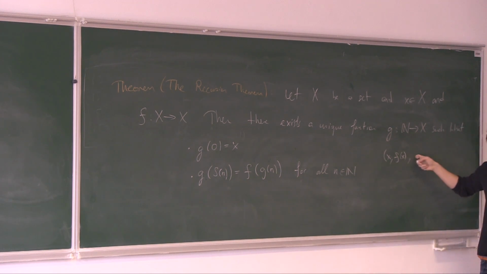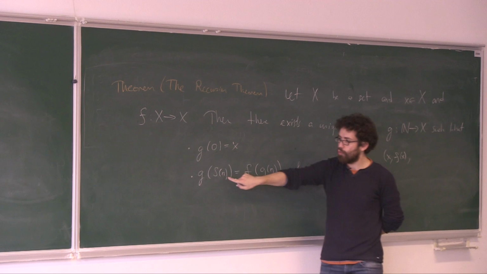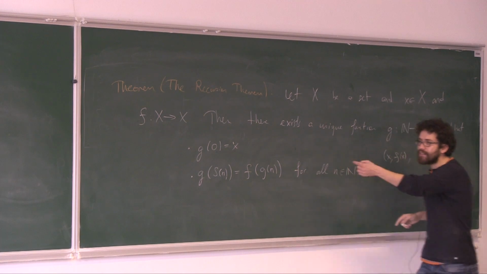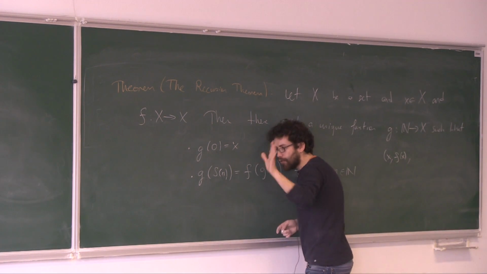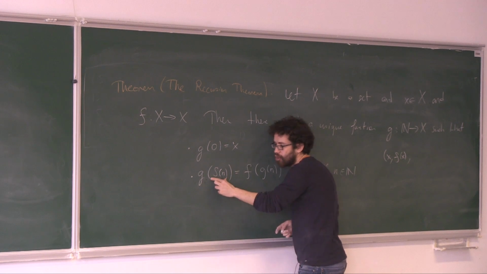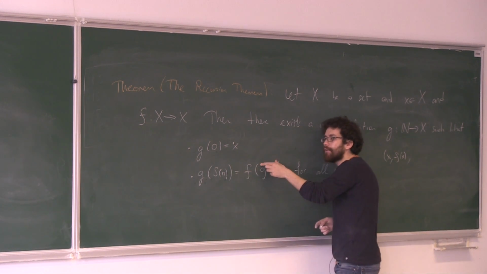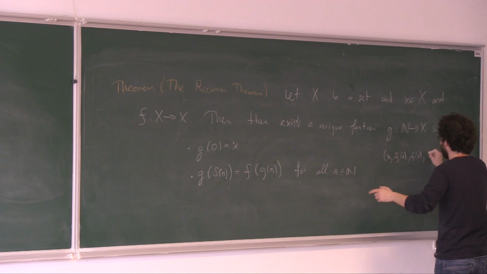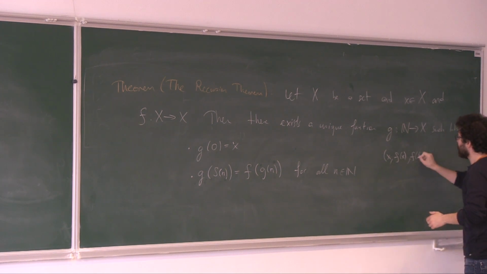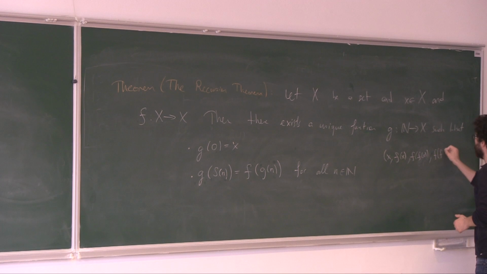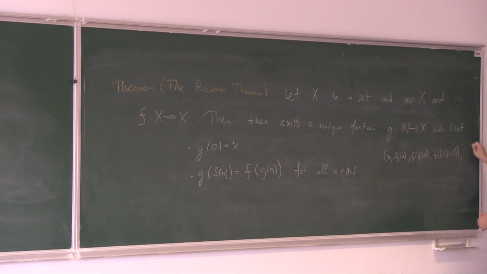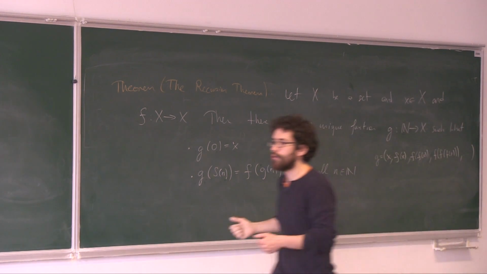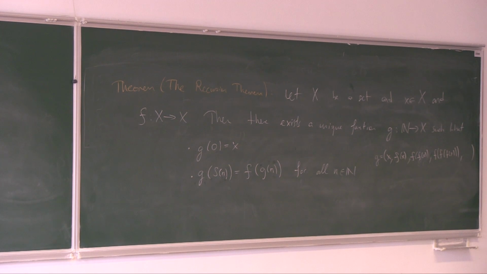Now I want to find g of 2. Plug in n equals 1. g of 2 equals f of g of 1. So at any stage, in order to find the value of g at some stage, I apply f to the value of g at the previous stage. So this function g is exactly this sequence. So this is literally the function g whose existence is guaranteed by this theorem, okay?